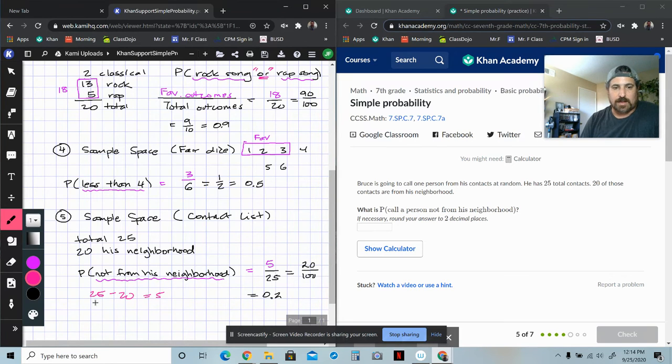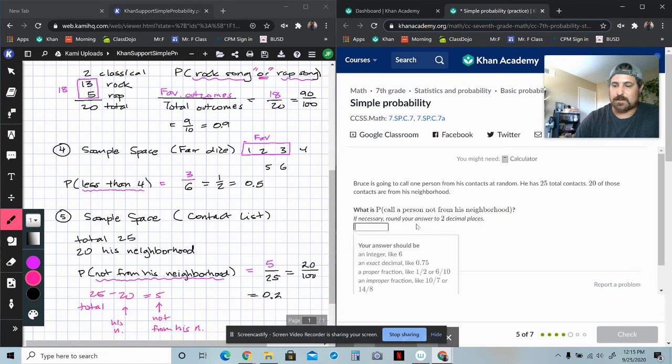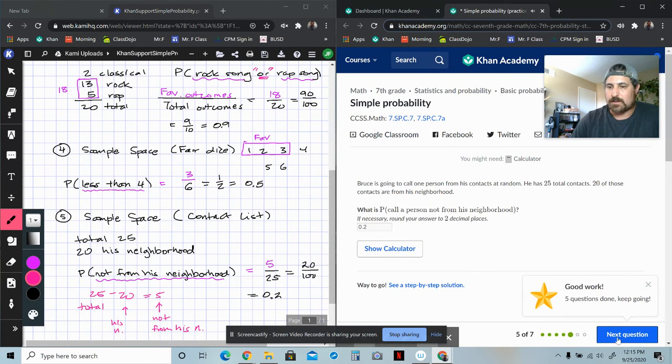And that's going to be the total minus the part from his neighborhood, right? So that's his neighbors, right? His neighborhood. And then you're going to get the part that is not from his neighborhood. Okay, and that's it. That's kind of where that 5 comes from. So there's 5 outcomes that are not from his neighborhood. So the answer here, like I said, is 0.2. Let's go to the next one.